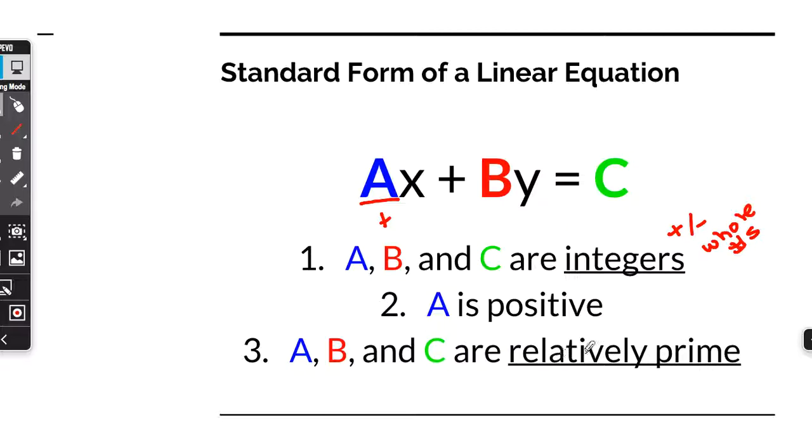So if we want to talk about this word, we need to think about what prime is. A number is prime if its only factors are 1 and itself. So relatively prime has to do with more than one number. If we have 2 numbers, or here we have 3, these numbers are relatively prime if they have no common factors. So relatively prime means no common factors other than 1.